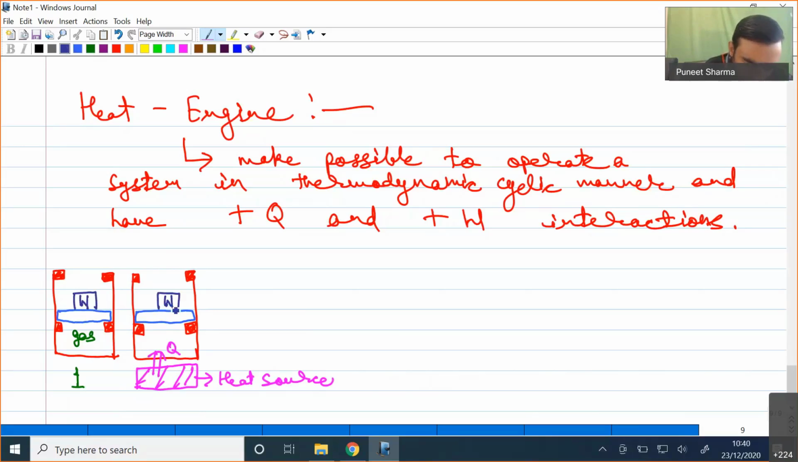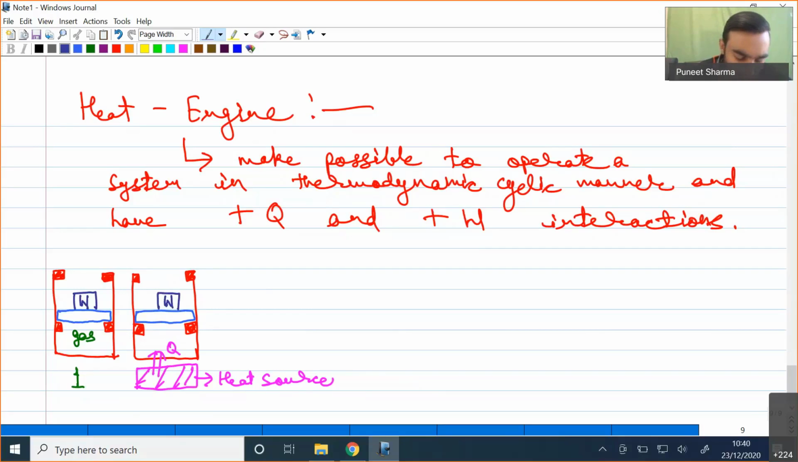So this is my state 1, and immediately after state 1, I have brought this system in contact with the heat source. This heat source is at a high temperature in comparison to the temperature of the system. Now, due to this heat source, Q amount of heat will be transferred to the gaseous medium, and we have only W amount of weight on the piston.